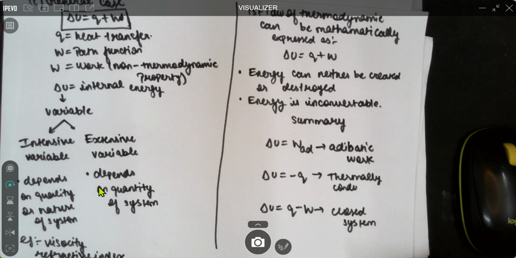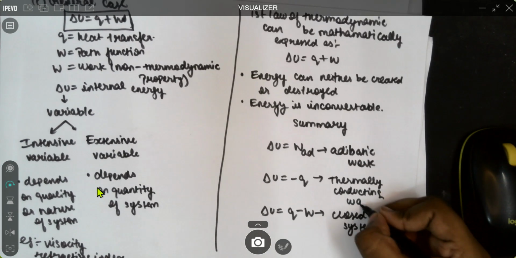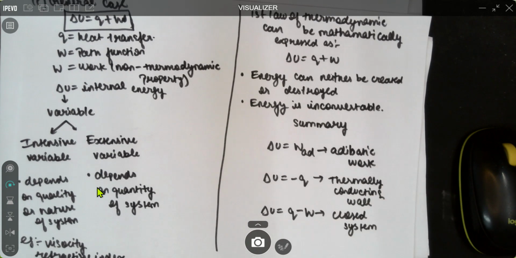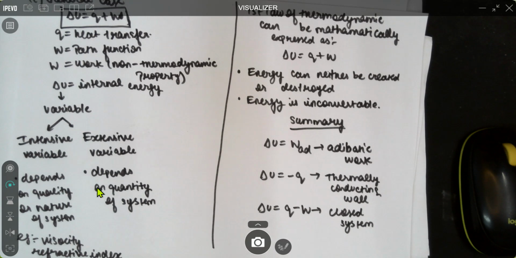And we also defined the system into three classes: open system, closed system, and isolated system. In the case of an isolated system, what is the nature of the wall? It is adiabatic. That is, it doesn't allow energy transfer between the system and surroundings. So these are all the very important aspects about the first law of thermodynamics.